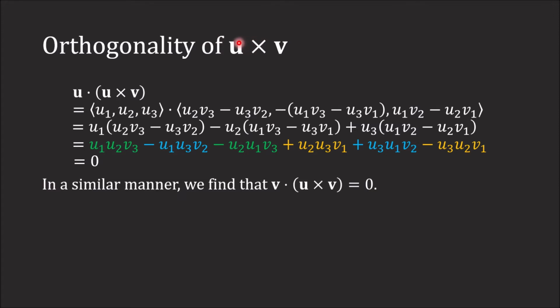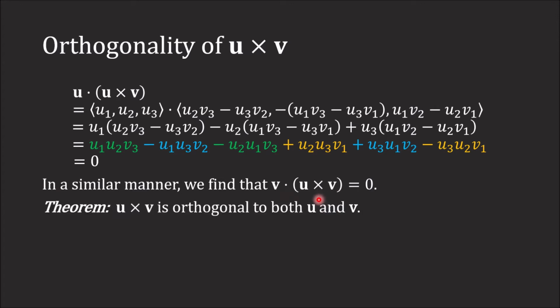In a similar manner, you can find that V dot U cross V is equal to 0. The actual calculation of this will be left to the viewer. Well, this means that V is also orthogonal to U cross V. And so we find that U cross V is orthogonal to both U and V.